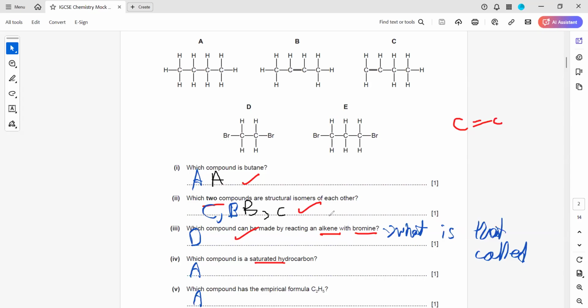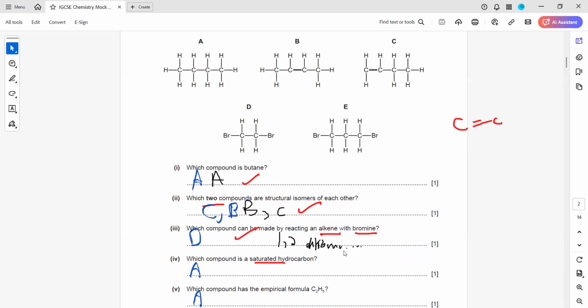With bromine, what is the product? The product is called 1,2-dibromoethane in this case. It will be 1,2-dibromo and then the alkane name. If butene reacted with bromine, it will be 1,2-dibromobutane. If pentene reacted with bromine, 1,2-dibromopentane.